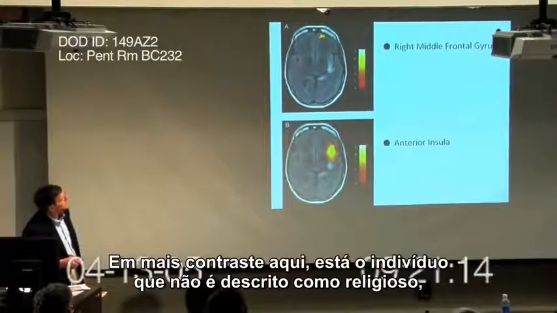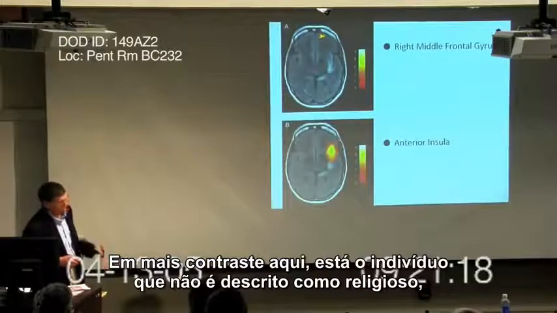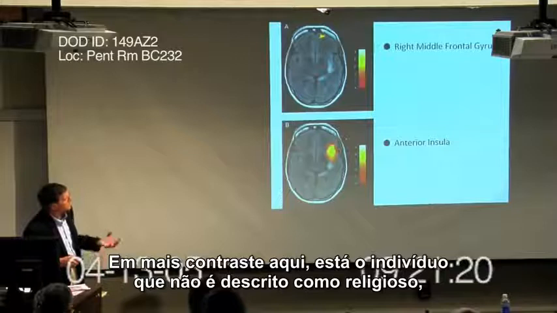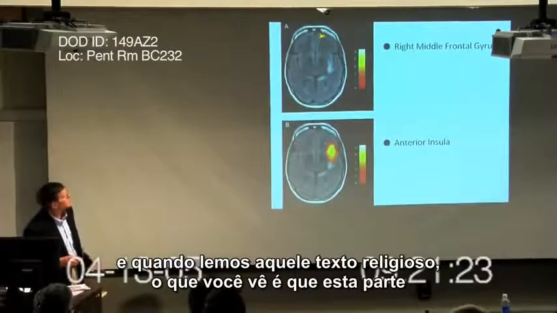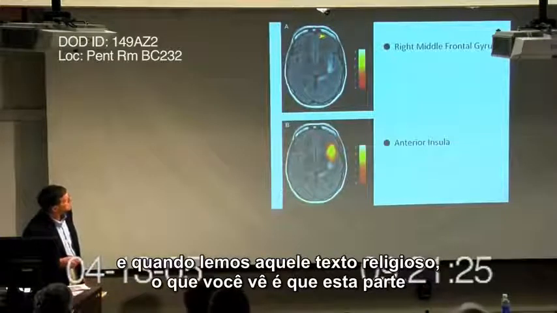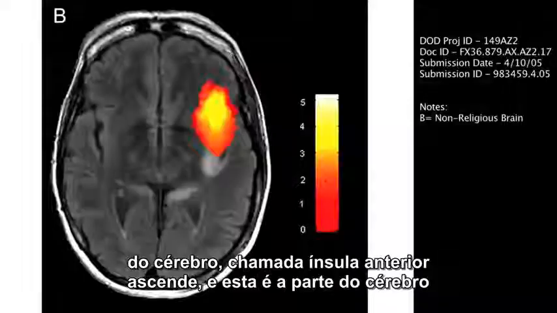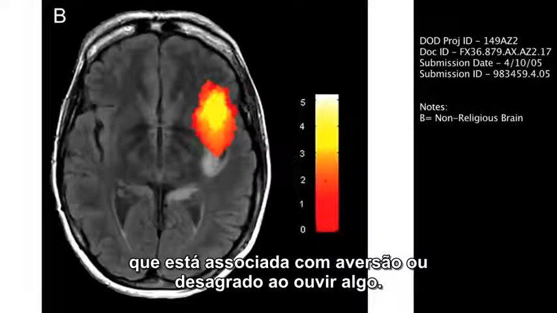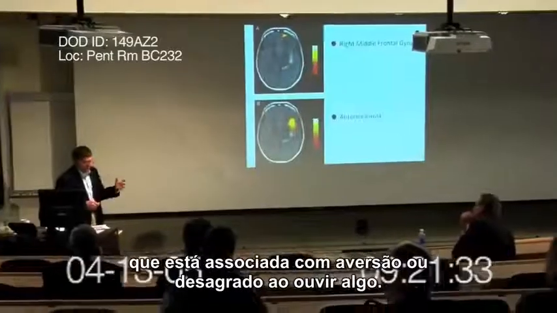In marked contrast, here's an individual who would not particularly self-describe as religious, and when they're read a religious text, what you see is that this part of the brain called the anterior insula lights up. This is a part of the brain that's associated with disgust or displeasure on hearing something.